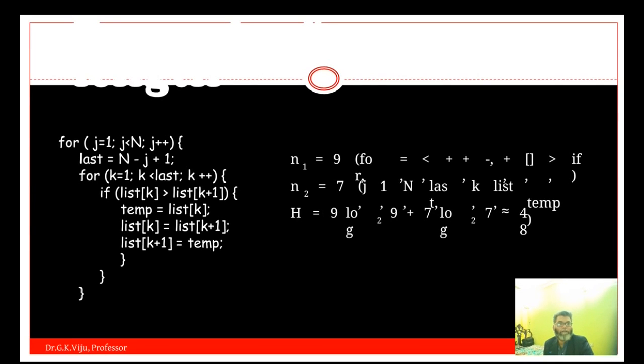And another example. In that example n1 equal to 9 and n2 equal to 7, and the value for h equal to 48. The same method with another example.